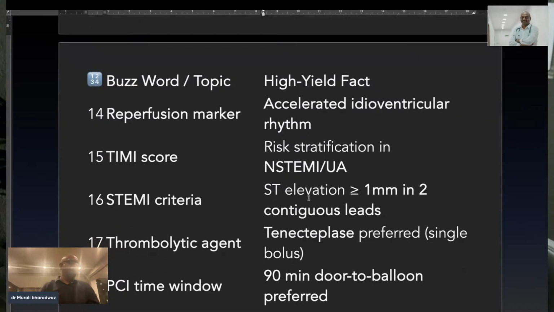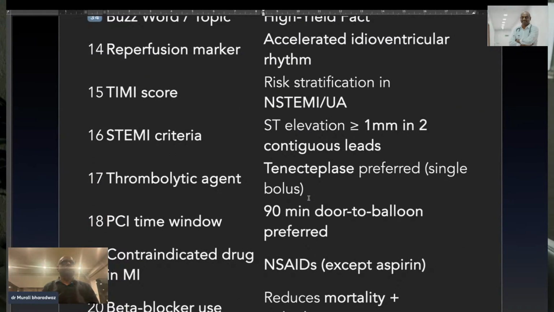So symmetrical tall T waves is MI. Correct. Symmetrical is MI, because the tomb after you die with MI will be symmetrical. Easy to remember. Yes. Now, reperfusion. Whenever you reperfuse, there will be oxygen-free radicals, which lead to arrhythmia, which is called accelerated idioventricular rhythm in case of the MI. So what is TIMI score?